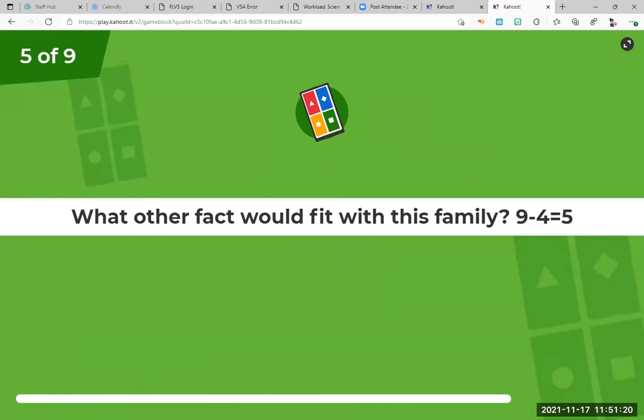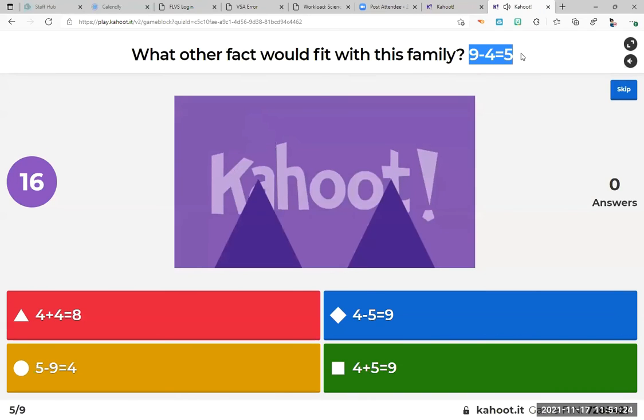Okay, so can you think of a different equation for this family? What are the 3 numbers that are only allowed in the house? Don't let any strangers in. I better not see an 8.